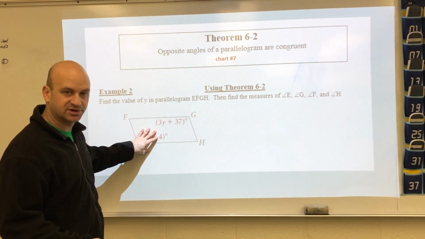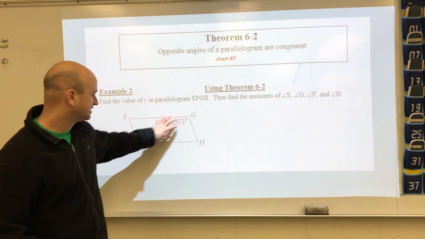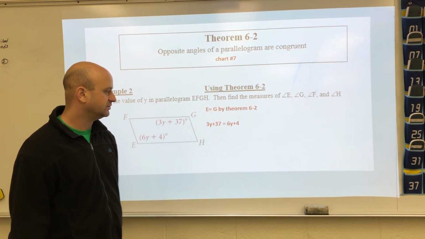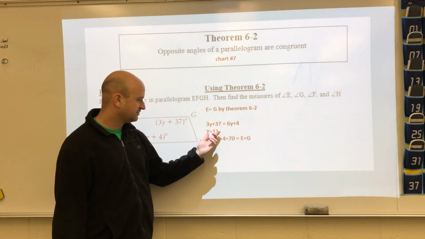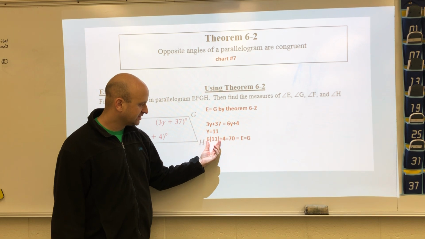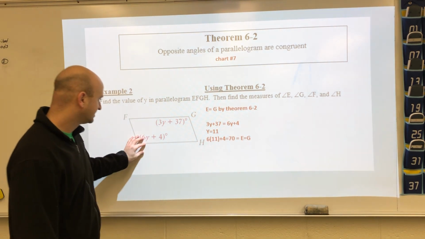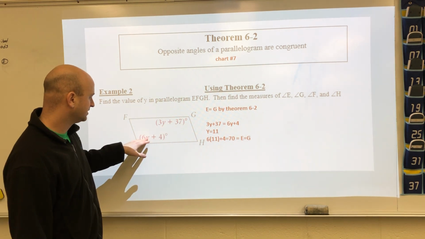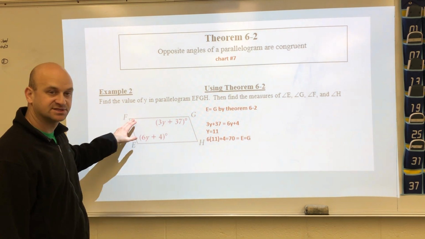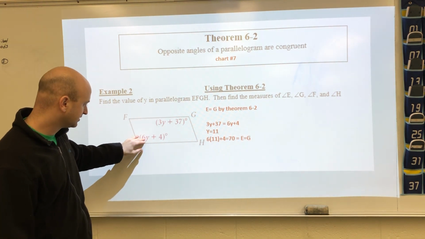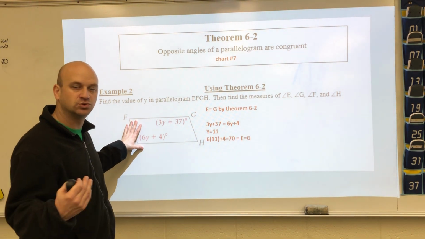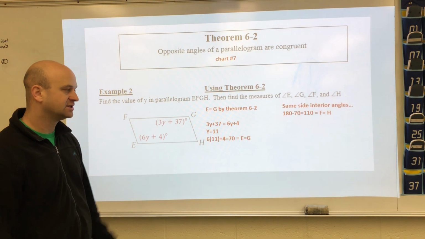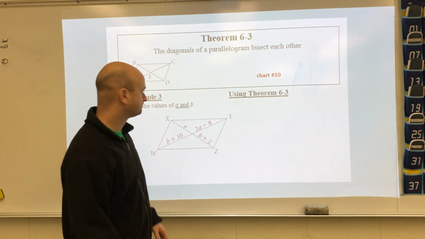So here's an algebraic problem where opposite angles are given and we know they're congruent. So one angle will equal the other angle, and we end up finding y is equal to 11, and then when we plug it in, we get 70 degrees for that. So now if these are 70 degrees, we know these are consecutive angles, meaning they're supplementary. So this plus this has to add up to 180. So that's going to make those other angles 110 degrees.